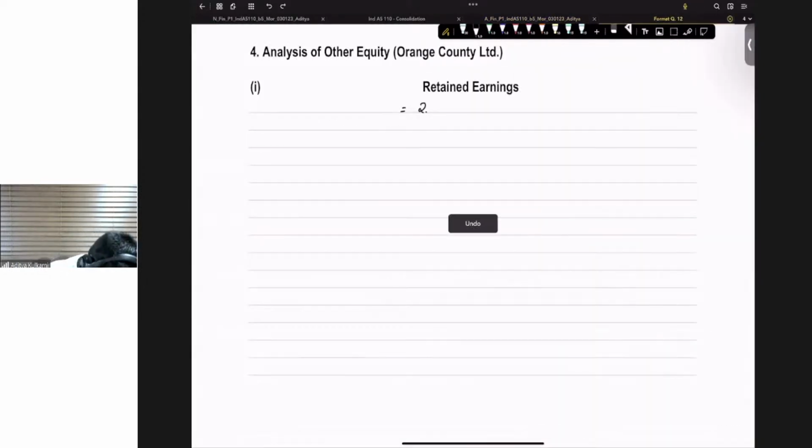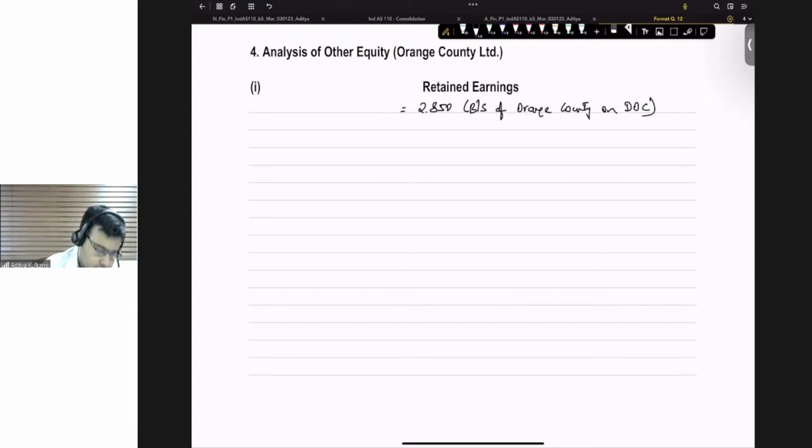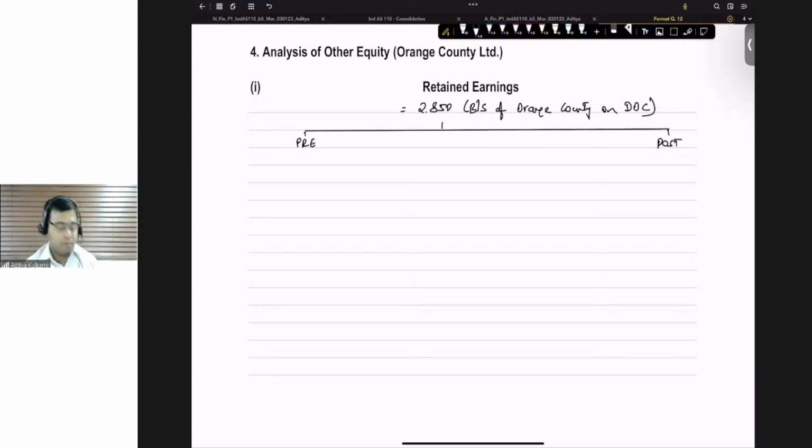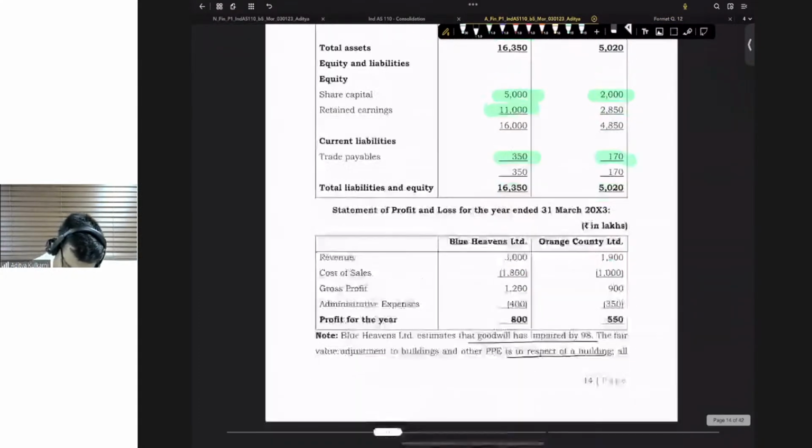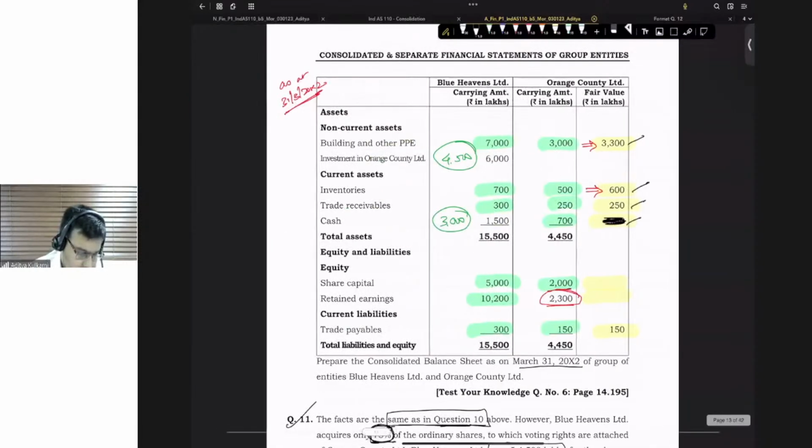2850. Balance sheet of Orange County on date of consolidation. So this we will have to split between pre and post. Pre and post. So now pre means balance on 31st March 20x2. They have not given separately in this, but since it is an extension, we can easily pull it out from here.